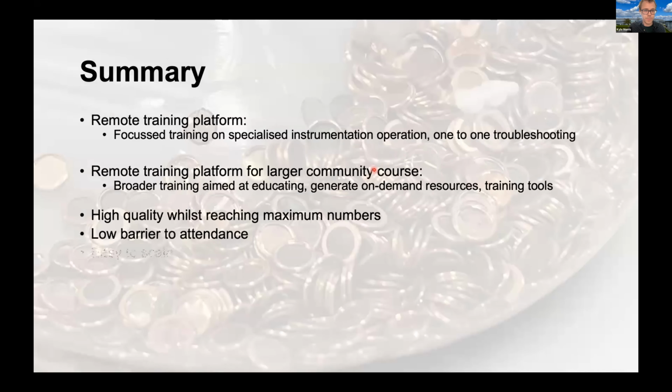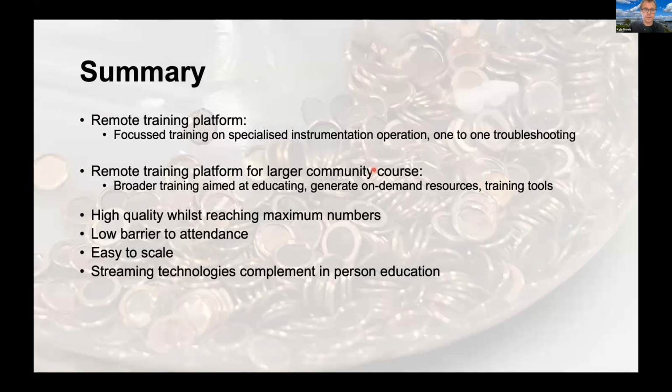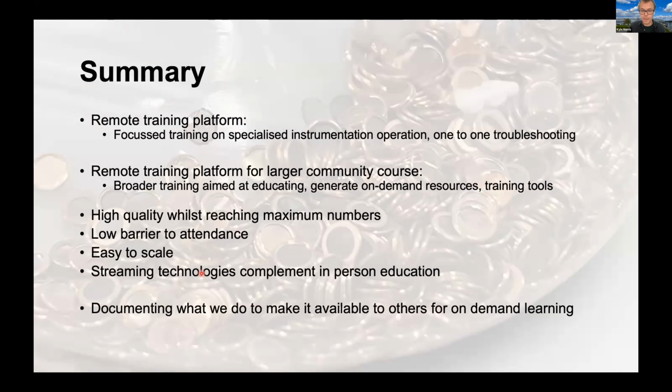So in the interest of time, I won't summarize too much. I think just to say we can reach more people in a high quality way, with a low barrier to attendance. It's easy to scale, and the streaming technologies are becoming really interesting. And that's why we're really enjoying our remote training platform.